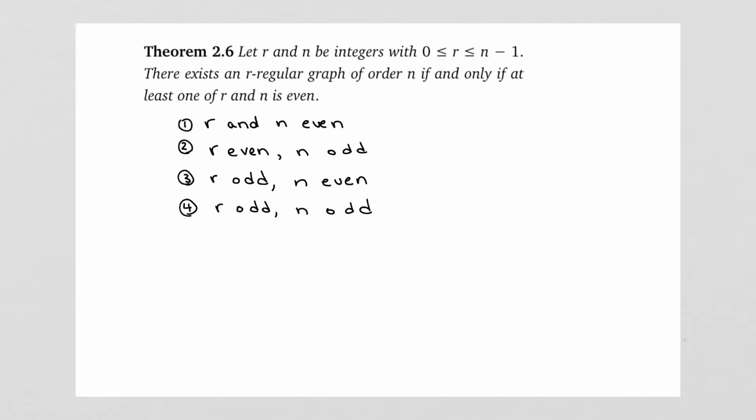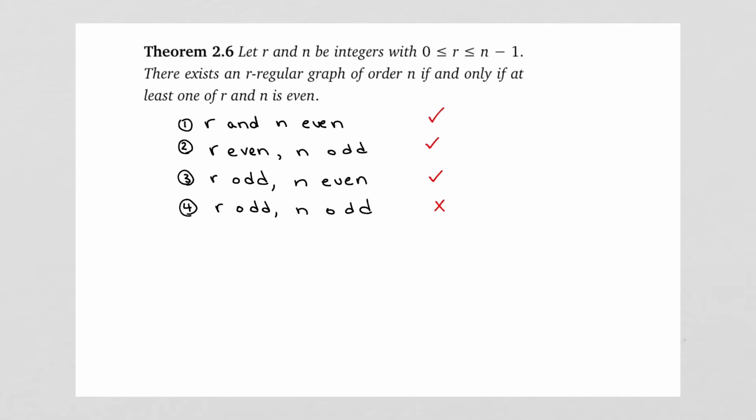So what this means, if we think about the 4 different possibilities: R and n both being even, one being odd and one being even, and both being odd. This theorem is basically telling us that if they're both even, I should be able to find an R regular graph of order n. If R is even and n is odd, yes. R odd and n even, yes, that graph should exist. If they're both odd, that graph should not exist.